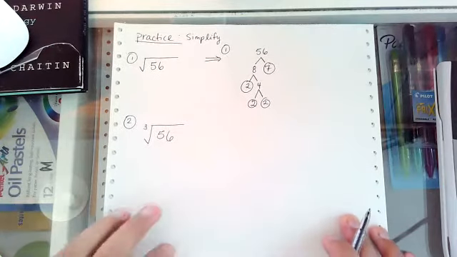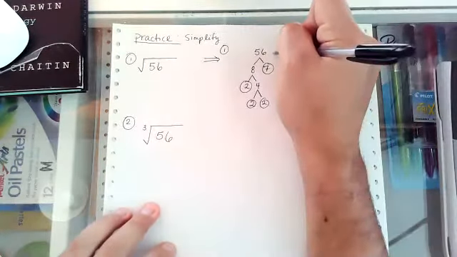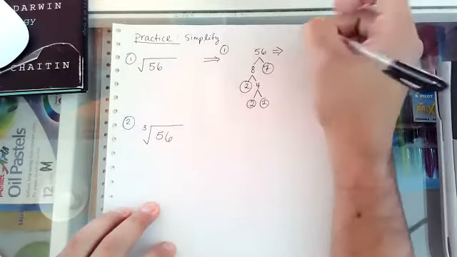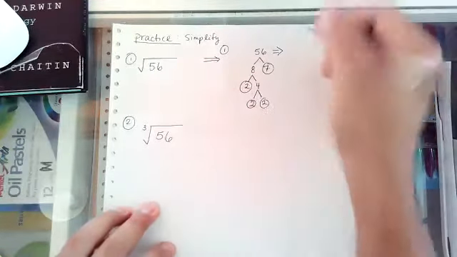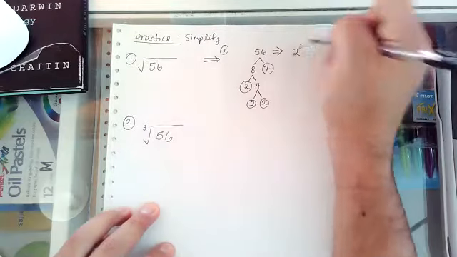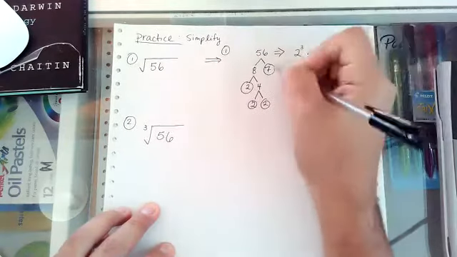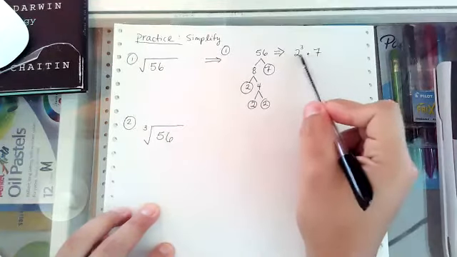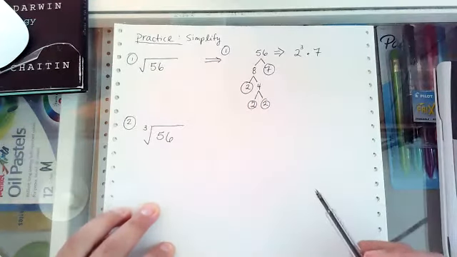Okay, so that means we can write 56 as we have 1, 2, 3 2's. So that's 2 to the third power times 7, right? That's the prime factorization. If you were to multiply this back out together, you would get your 56.